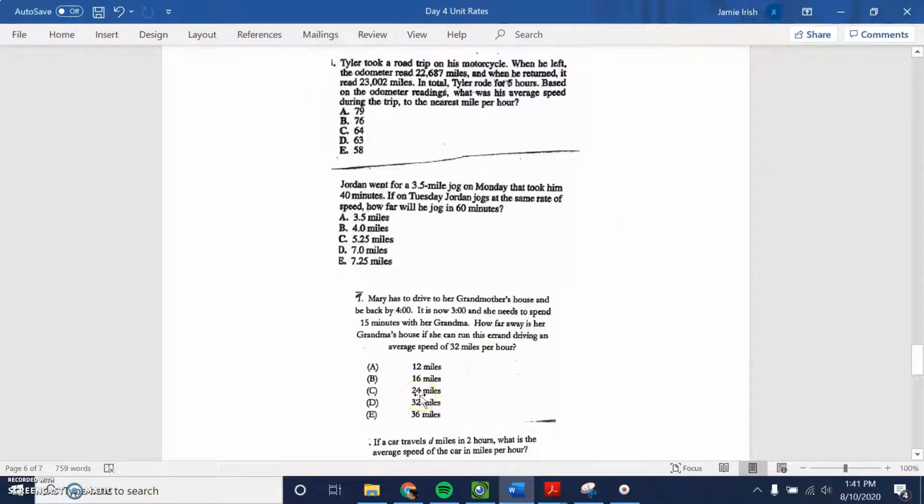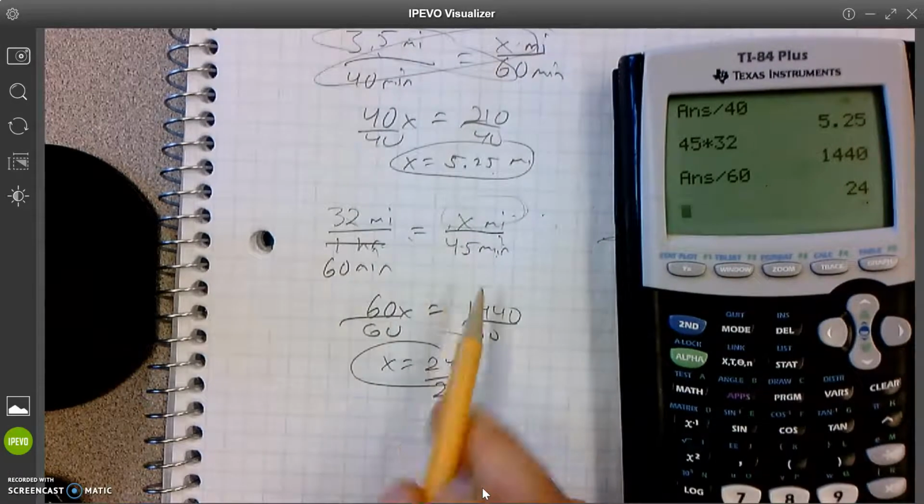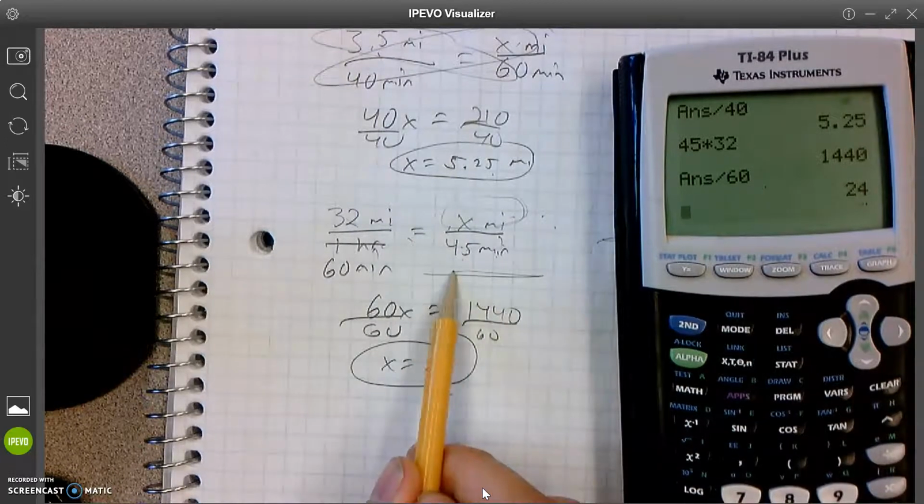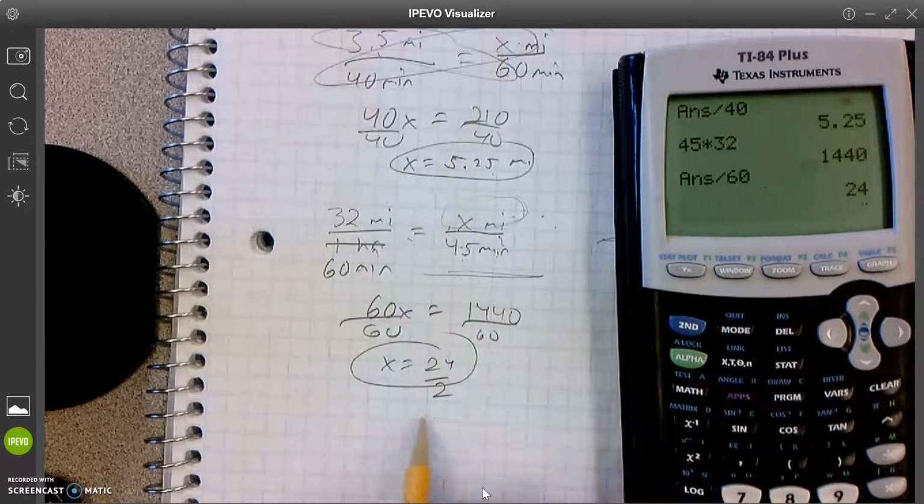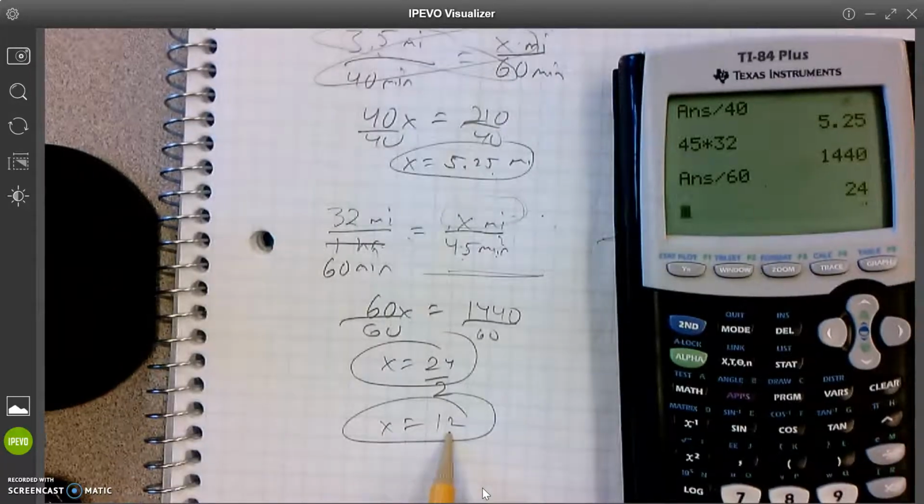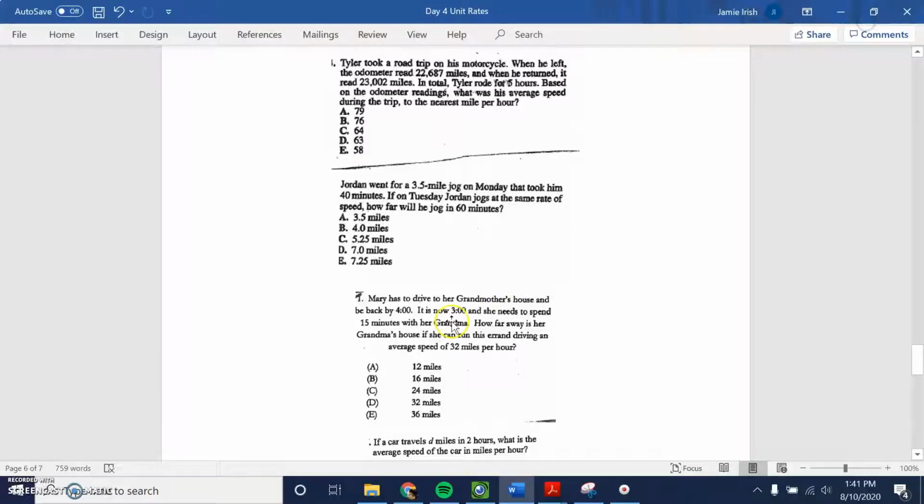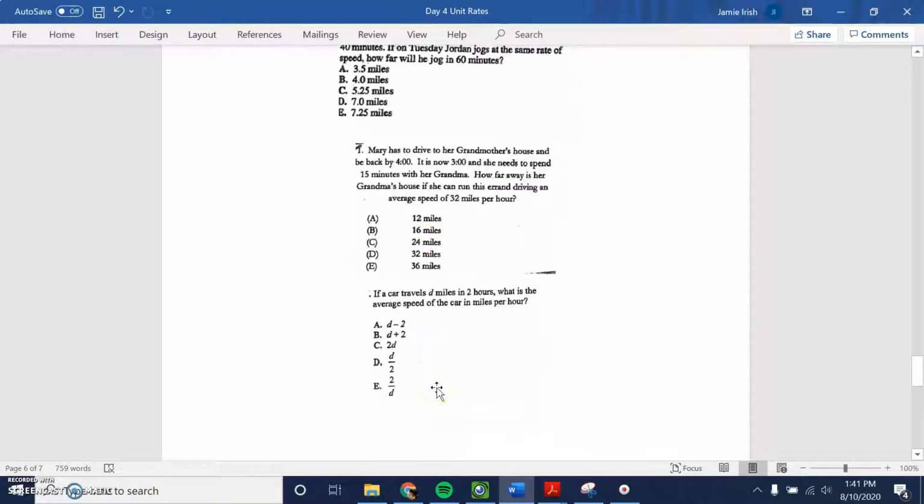So you're probably thinking, yeah, I got it right. Answer is C, but the answer is not C. The answer is A. Why is the answer A? Because you need to divide by 2. The 45 minutes is driving there and back. So her grandma's is 12 miles away. That's the question, right? It's not 24 miles away. That's the total driving. So how far away is her grandma's house? Make sure you're answering the question, because C is an easy trap to fall into.